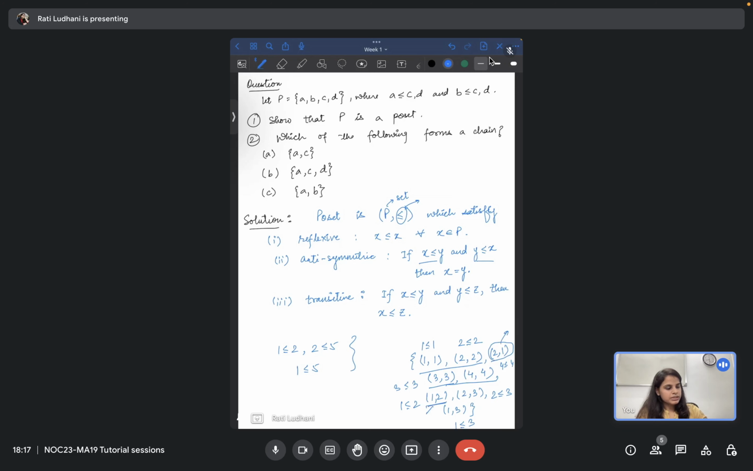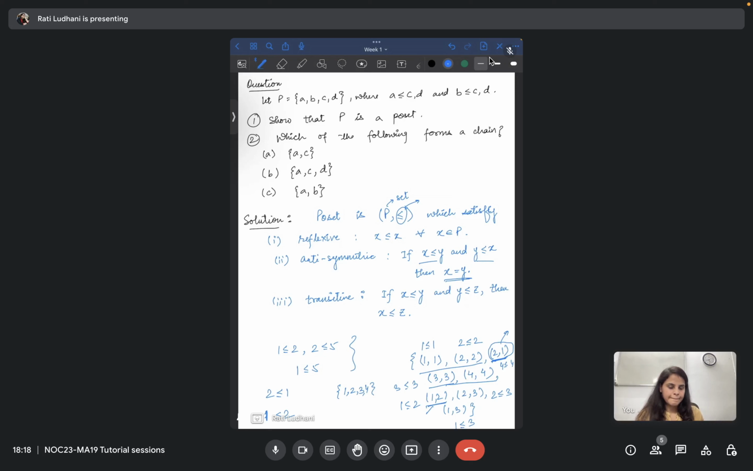Then these two elements are there. So that means 2 is less than or equal to 1, and 1 is less than or equal to 2. But x is not equal to y because 1 and 2 are distinct elements of the set 1, 2, 3, 4. So here it fails.